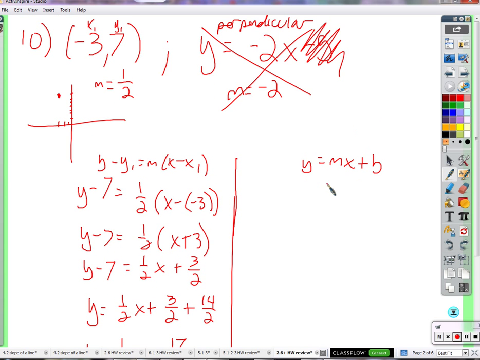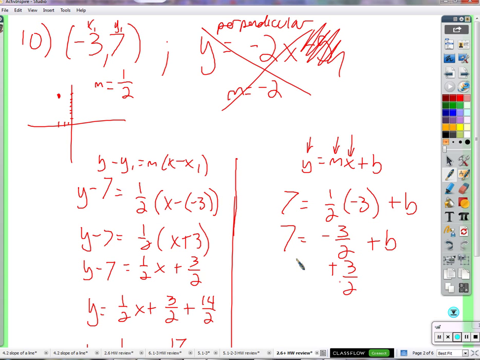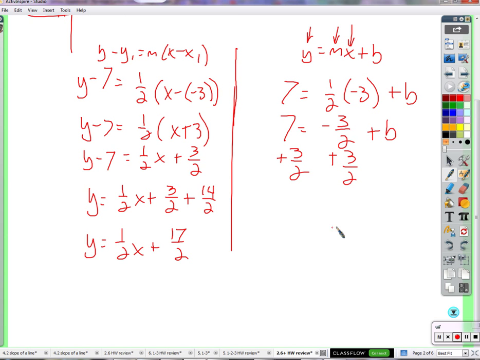Using this guy here. Well, we know the slope, we know an x, we know a y. You can plug those things in. The only thing left is b. Let's figure out what b is. So y, which is 7, equals m, which is 1 half, times x, which is negative 3, plus b. 7 equals negative 3 halves plus b. Add 3 halves to both sides. Good, there we go. So we have 7 plus 3 halves, so we have 14 halves plus 3 halves. 17 halves is what b is.